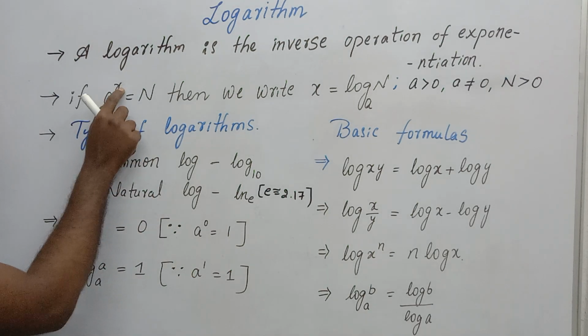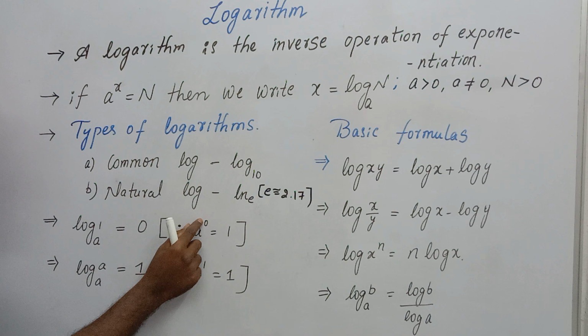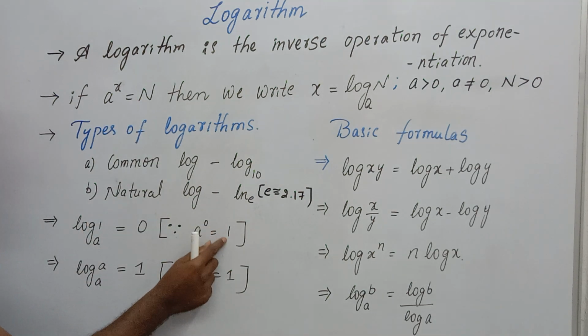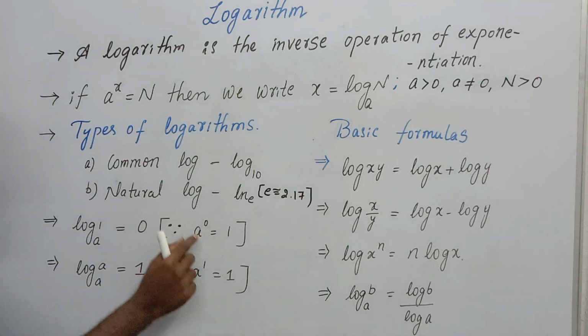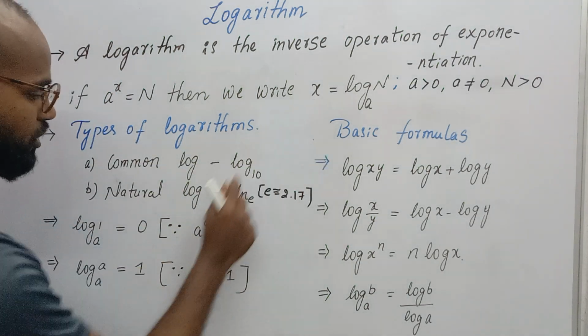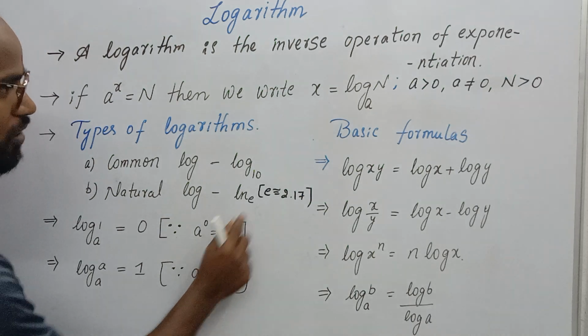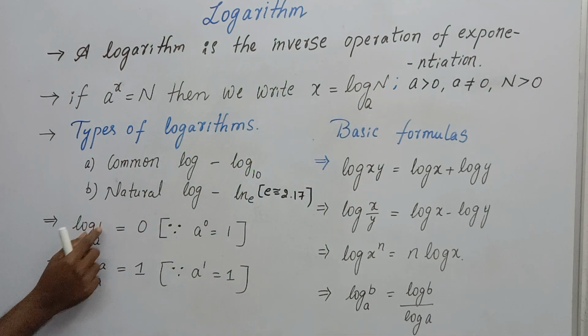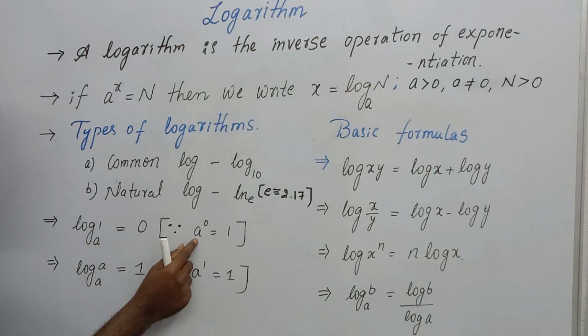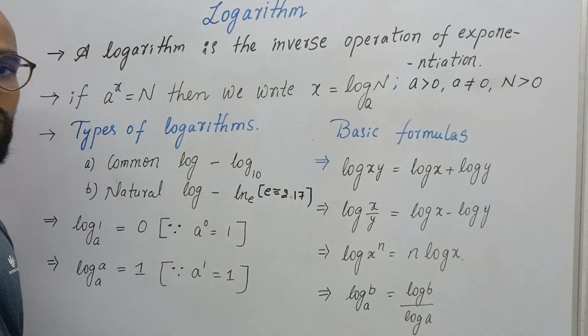See here, a power x, a power 0 equals n, where n is 1. Now here x is 0. So 0 equals log 1 base a, which I have written here. Clear, right? Log 1 base a is 0 because a power 0 equals 1.